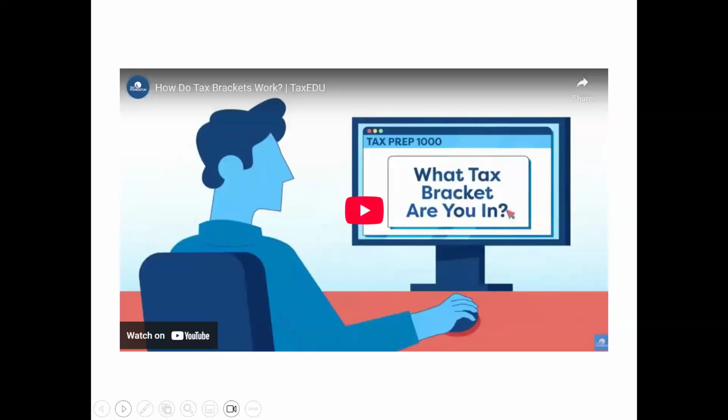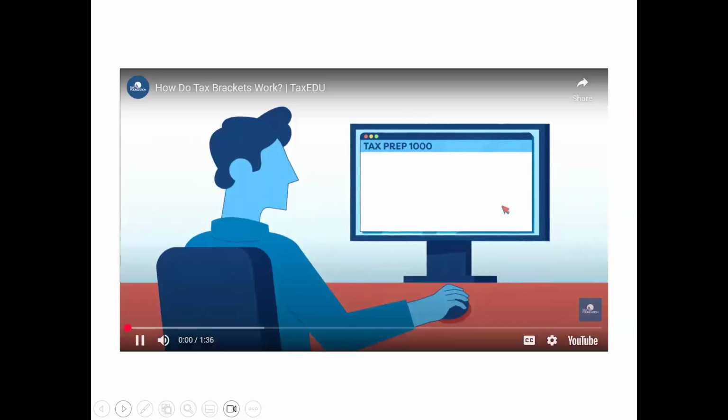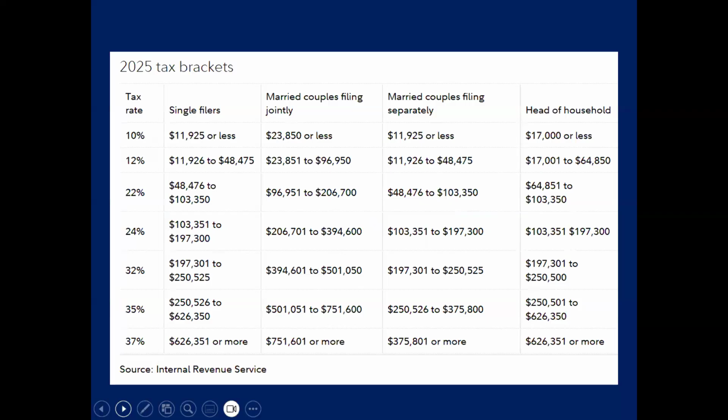Now, here's a video on how tax brackets work. This will be made available in your module. It's an interesting look into the way that this whole system works. But if we take a look at this, these are 2025 tax brackets. And what we see is that your income gradually, as you make more money, gets taxed at a higher rate, right?